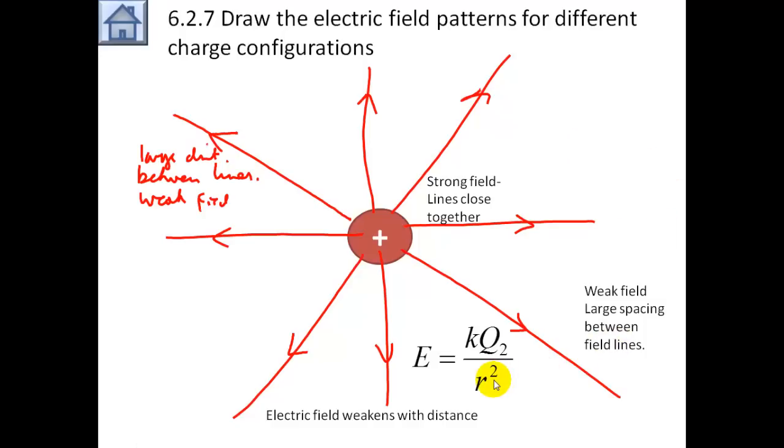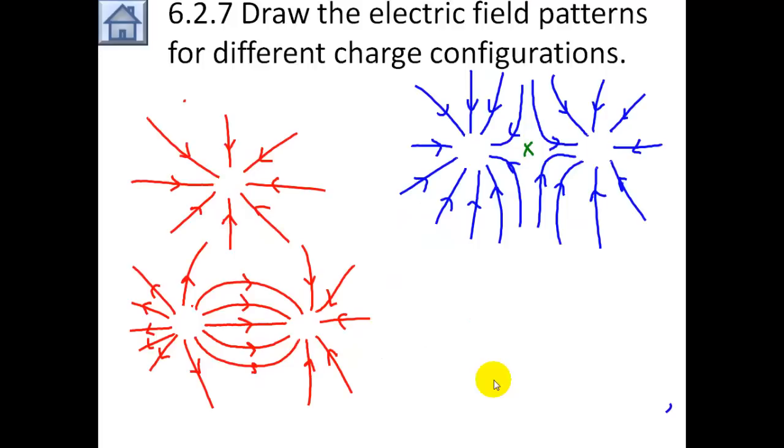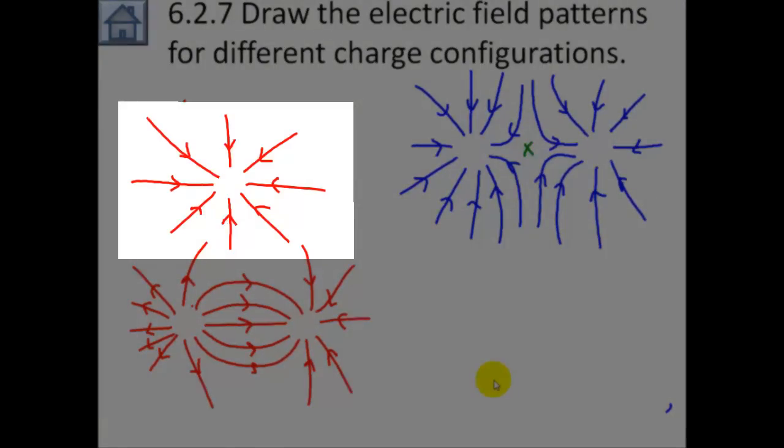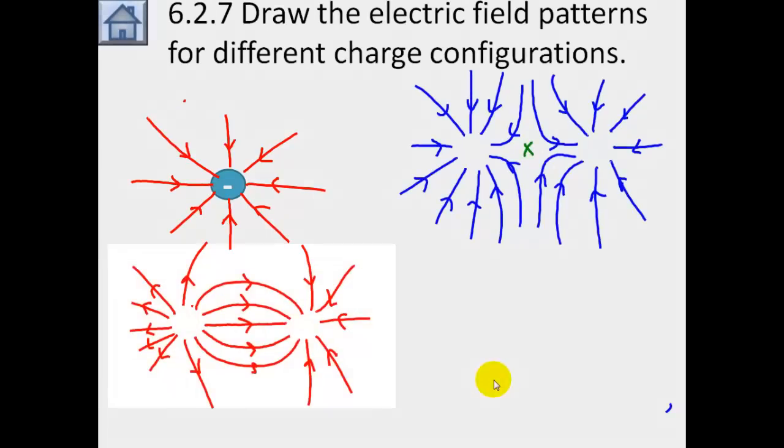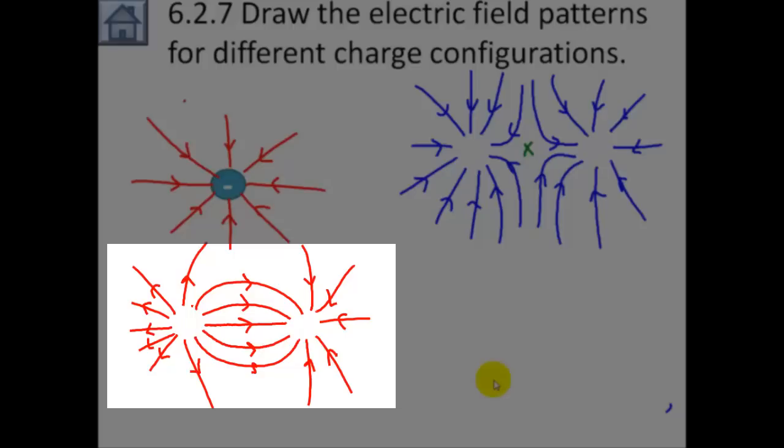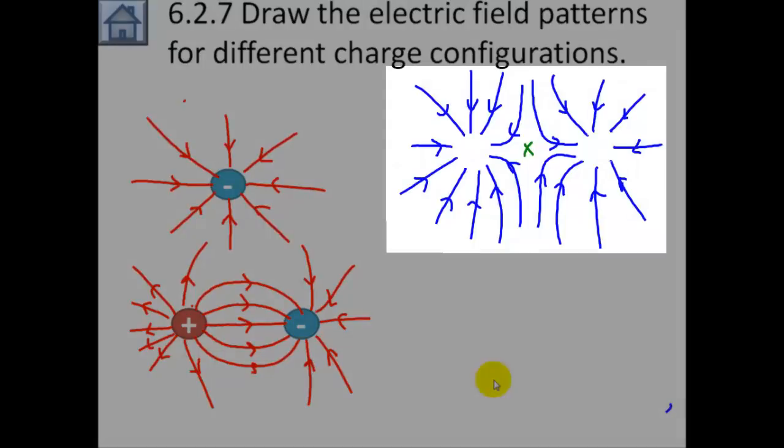Next point, we need to draw the electric field patterns for different charge configurations. The first field, the lines point towards the charge, so this charge must be negative. Remember that a positive test charge moves towards the negative charge, so this must be negative. In the second field, the lines point towards the charge on the right, so that must be negative, and away from the charge on the left must be positive.